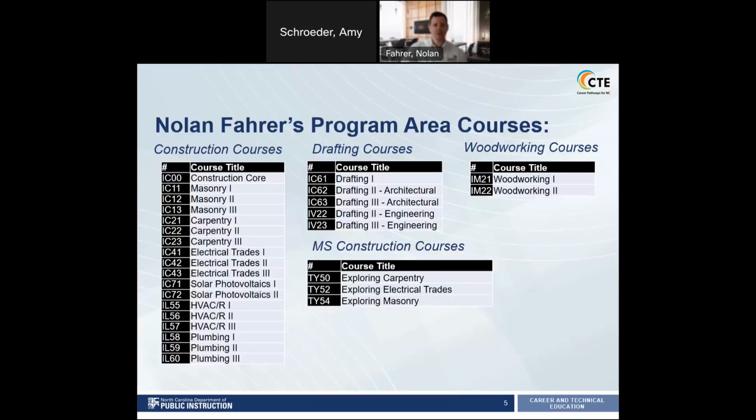Of those, my program areas are construction, which has 5 different areas: masonry, carpentry, electrical trades, and solar, which is a new one and really an extension of the electrical trades. We're getting into these alternative energy pathways in North Carolina because there's a push for alternative energies, of course. Then there's HVAC, which is a big one that we want to push to grow.